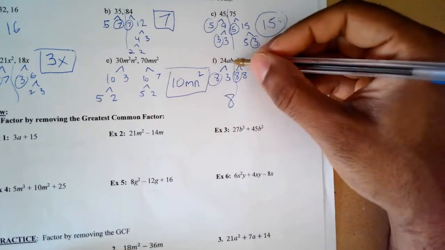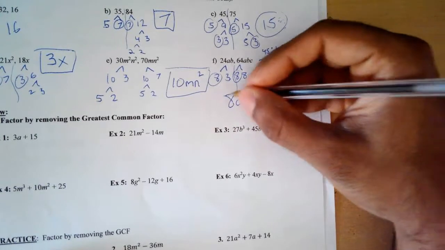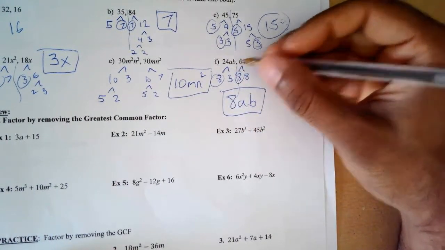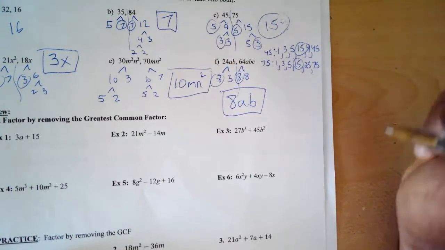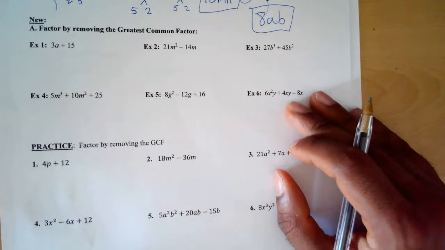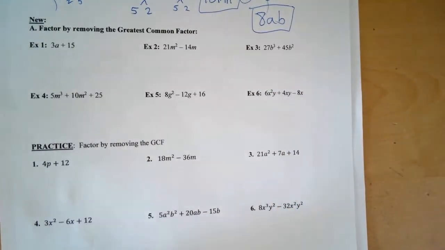So 8, and now we just have to look at the variables. They both have an A, they both have a B. So A, B. We can't write C because C is here in the second term, but not in the first one. Okay. All right, so that should be somewhat a review. So let's look at, I guess, a new section, a new part of it.